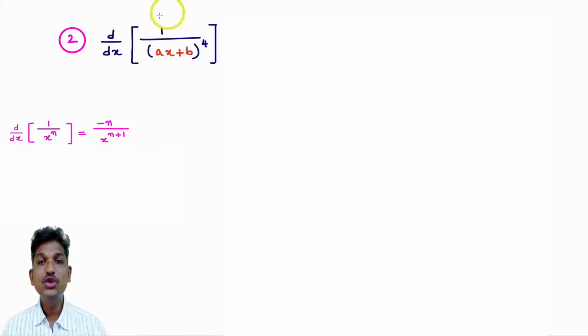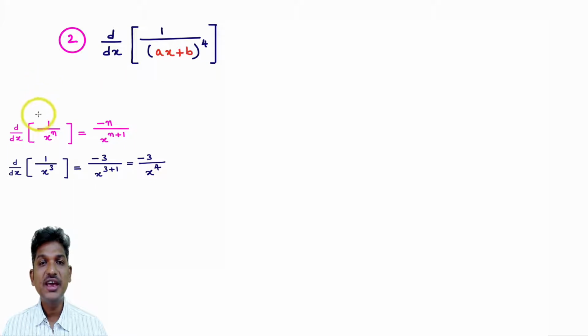Here, which one do you need to imagine as x? You look at this part, ax plus b. You imagine this ax plus b as x. Then it looks like 1 by x power 4. If I apply this formula to this, 1 by x power 4 is what? 1 by x power 4 is minus 4 divided by x power 5.